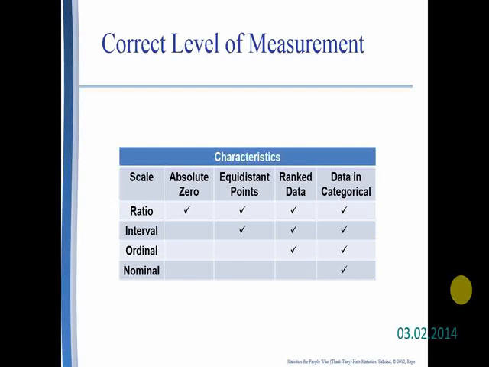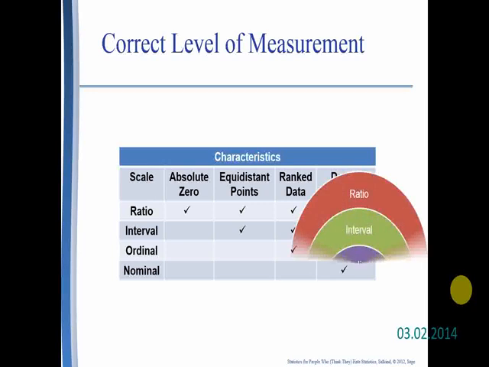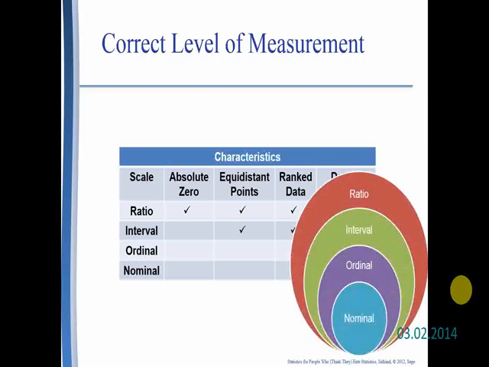Ordinal lacks absolute zero. The points are not necessarily equally spaced, but it is ranked. Good is better than bad, and better is better than good, and best is better than better. And it can also be put into categories. Finally, the only thing you can do with nominal data is use them to categorize. So think about your kind of nested thing. Ratio covers all the possibilities of levels of measurement. Interval is the next highest. Ordinal is the next, and then nominal is the least.